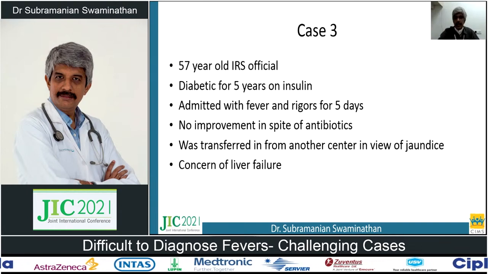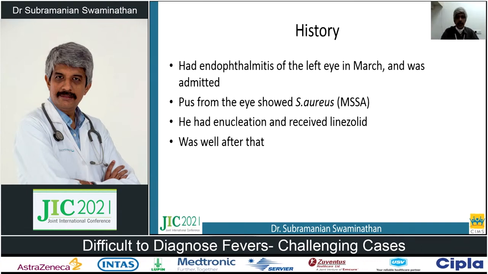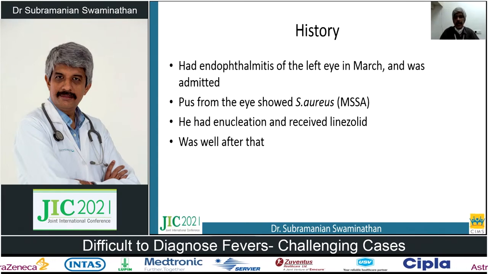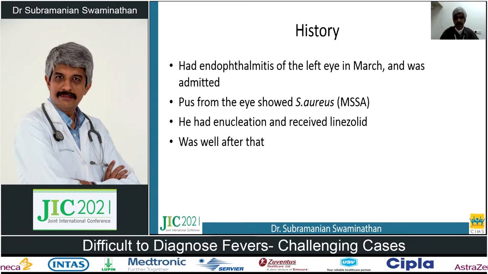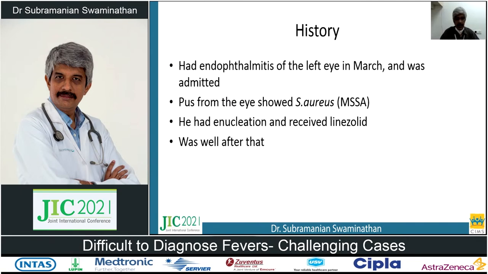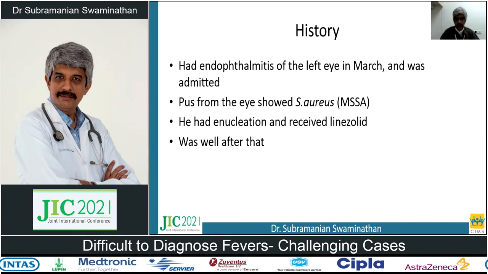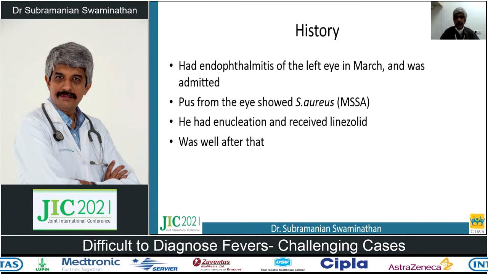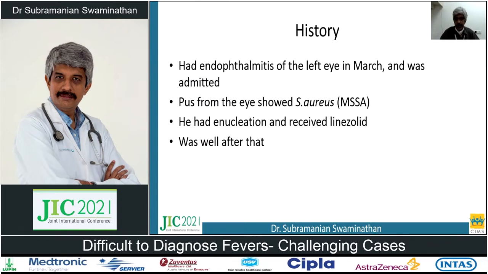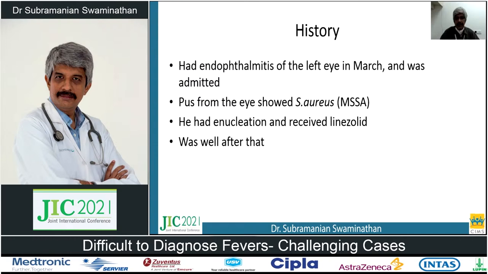And we decided, always go back to the history. The history was, he said he had been diagnosed to have endophthalmitis of the left eye in March. So that was about 6-7 months prior to presentation. And he was admitted at a major hospital in another state. And the pus was aspirated from the eye, and it was reported as methicillin susceptible staph aureus. He had an enucleation, and he subsequently received linezolid.